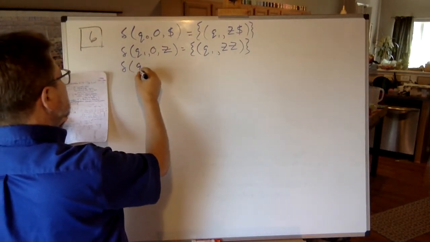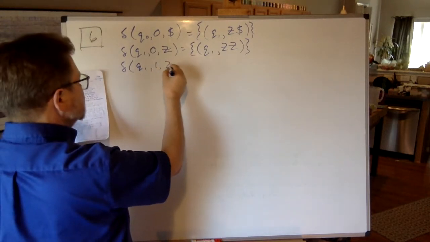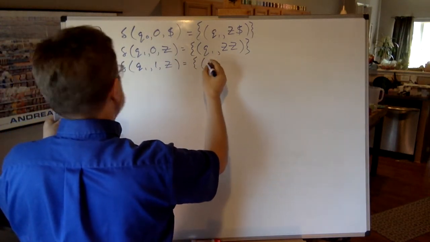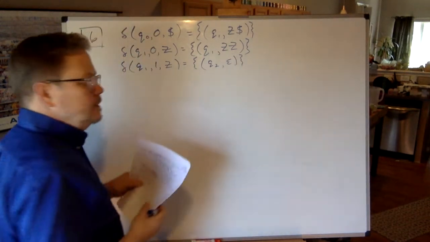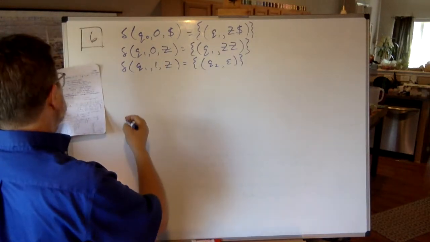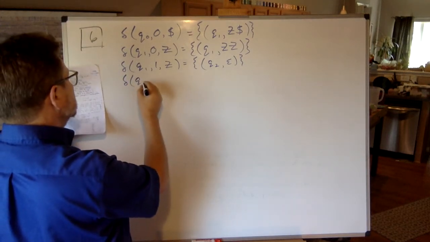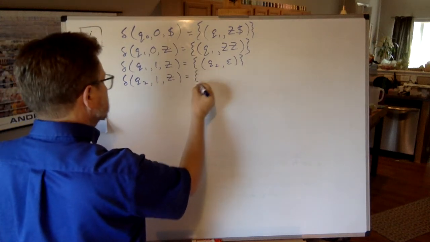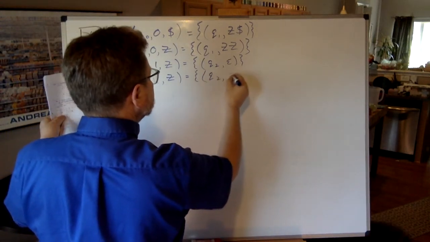Little delta Q1, 1, Z goes to, or equals, this ordered pair: Q2, epsilon. Our first appearance of epsilon. We took something off the stack and we didn't put something back on. So in effect, we popped the stack. And let's see the next one. Little delta of Q2, comma, 1, comma, Z equals this ordered pair, Q2, comma, epsilon.